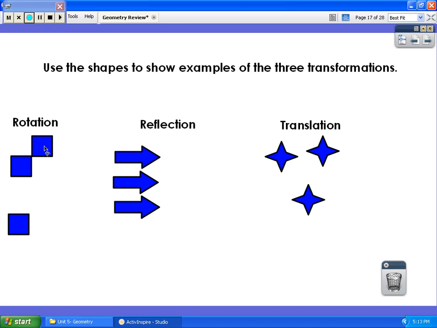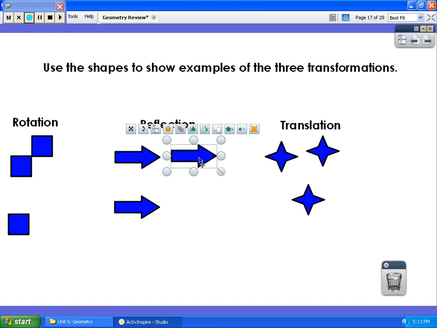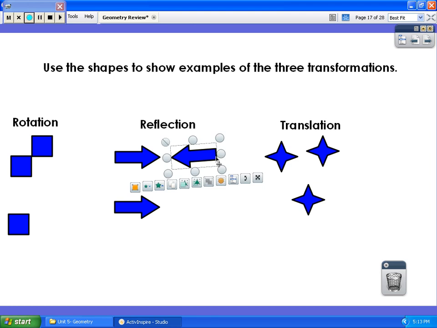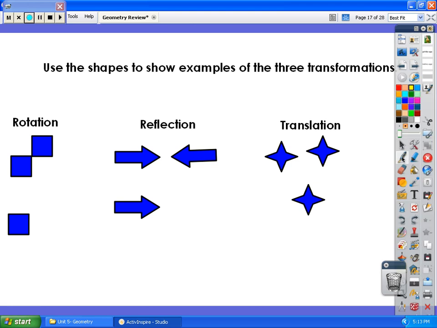Alright, with reflection, okay, you got to think about it just looking like a mirror image of each other. So if I was to take this arrow here, and I was to turn it around and make it look like this, there we go. Then those 2 arrows would be an example of reflection. And a lot of times you'll see this, but sometimes you'll see a little dotted line going down between the 2 as well. Okay? But this would be considered a reflection.